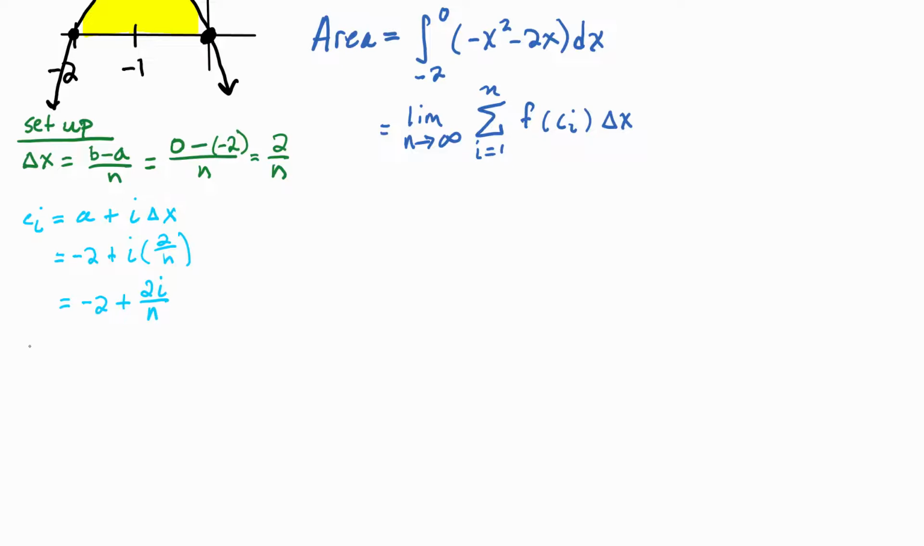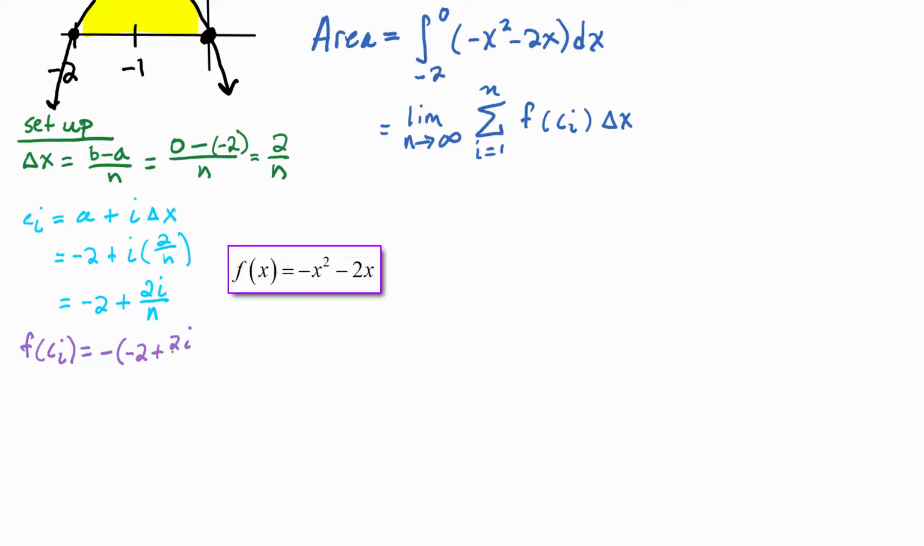Then we have to do f of c sub i. So we have to take our c sub i expression and put it into f of x is equal to -x squared minus 2x. So that means we will have negative of our input squared, so -2 plus 2i over n squared, and then we have to subtract 2 times our input, which is -2 plus 2i over n.